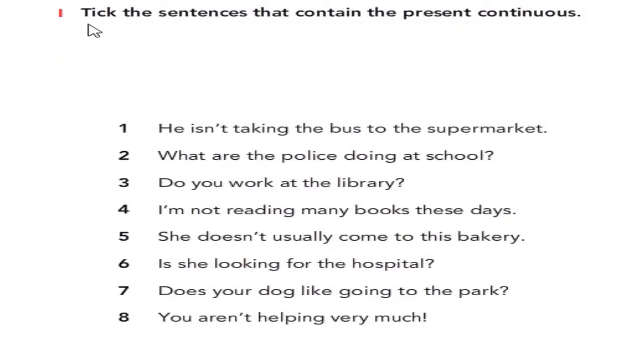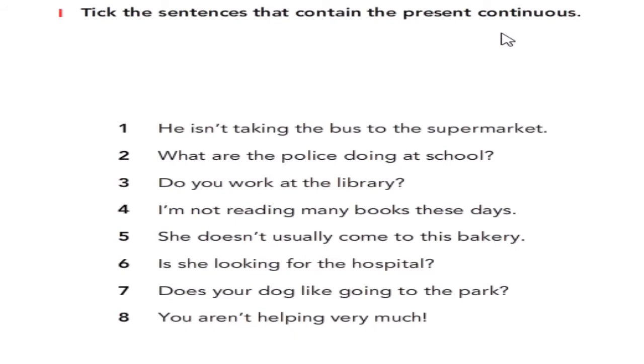Exercise I. Take the sentences that contain the present continuous. So you will read these sentences and you will take the ones that are in the present continuous tense. Remember, we form the present continuous from am, is, are, the verb to be, plus verb ing. So read them and take the ones that contain the present continuous. Stop the video and come back when you finish.